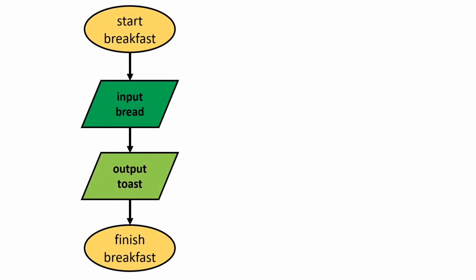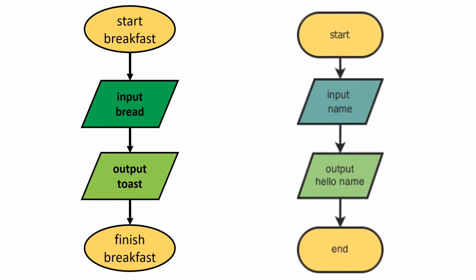Here we can see a simple flowchart that uses inputs and outputs. We start our breakfast, we input bread, and we output toast, and then we finish our breakfast. Again, you can see lots of detail is missing, but this is a simple flowchart.